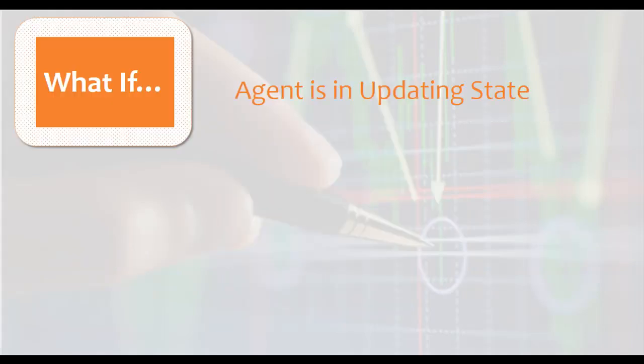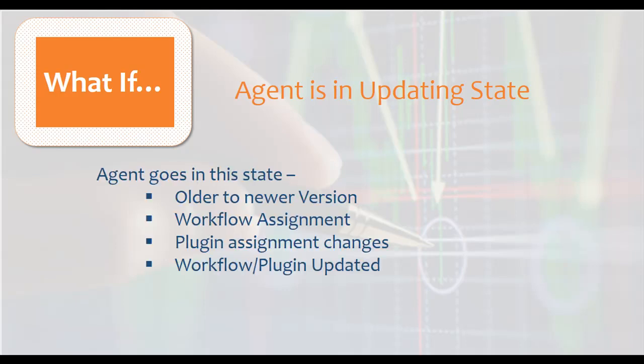Now, what if the agent is in updating state? When an agent enters the updating state, it means that certain actions are taking place. These actions include upgrading the agent from an older version to a newer version, assigning or unassigning a workflow to or from the agent, updating the assigned workflow if any changes are made, modifying the plugin assignment or updating the plugin itself. During these activities, the agent temporarily enters the updating state to ensure a smooth and seamless transition.